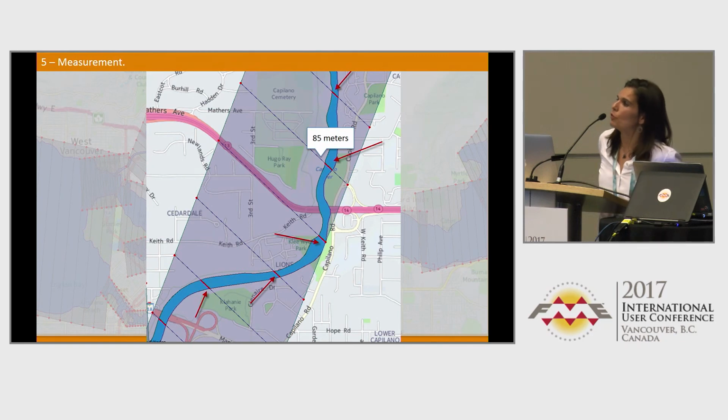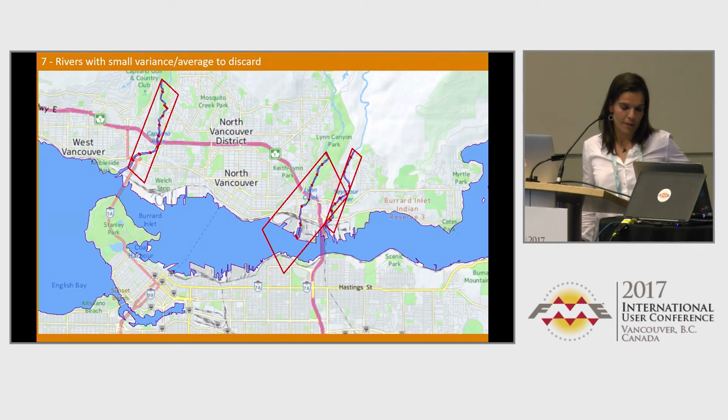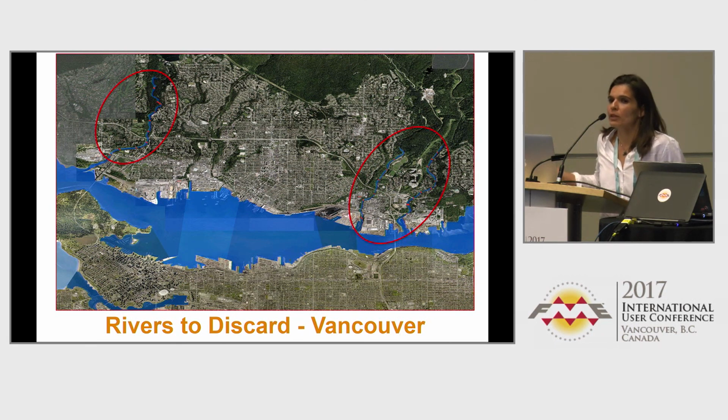So we start to measure. And with this measure and the combination of these statistics, we can calculate the variance of the river. So if the variance is very small, as you can see in this image, we will discard them. And here is just the output of Vancouver, where these rivers will be immediately discarded in a faster way. This is an example of Vancouver, but our process discards worldwide. Okay.